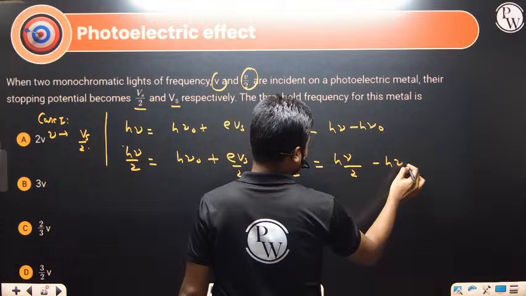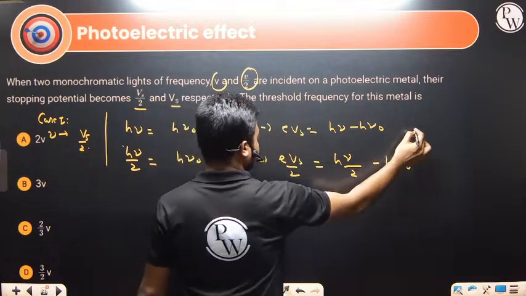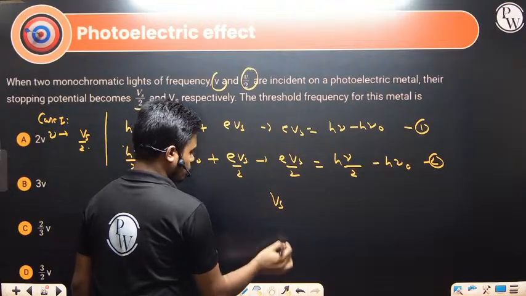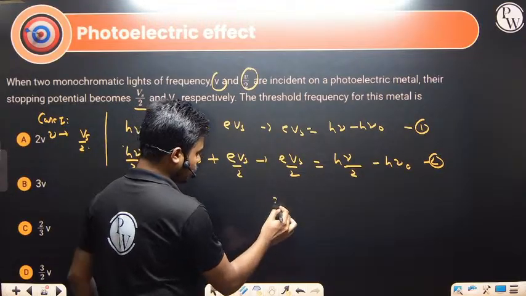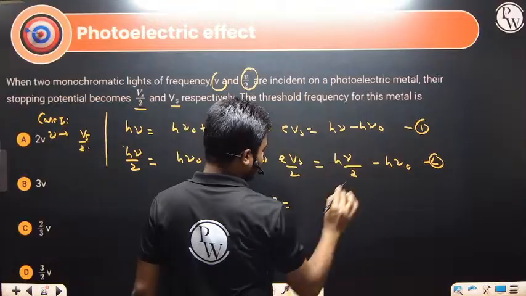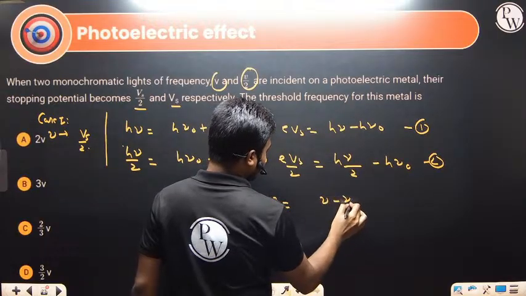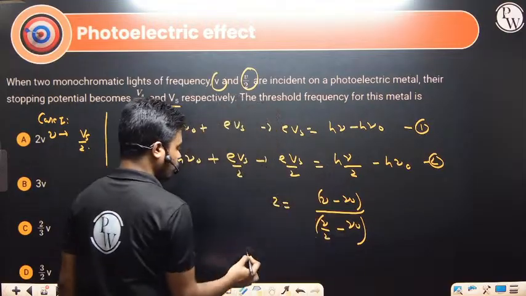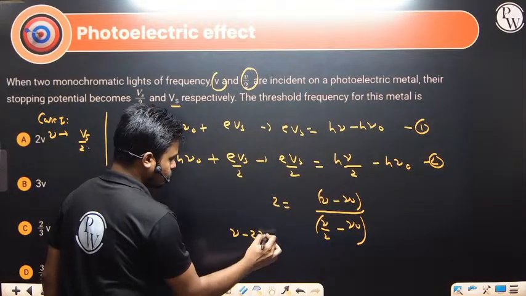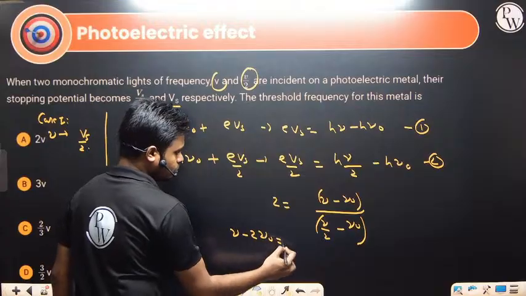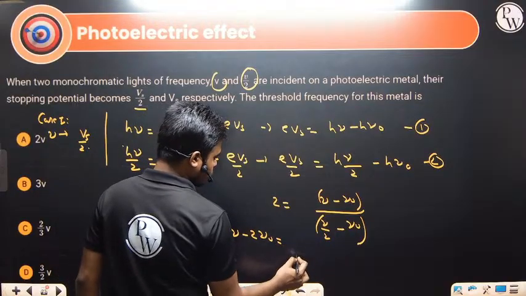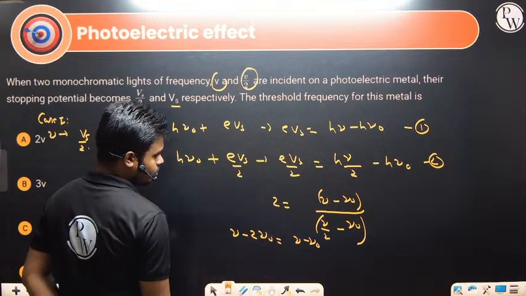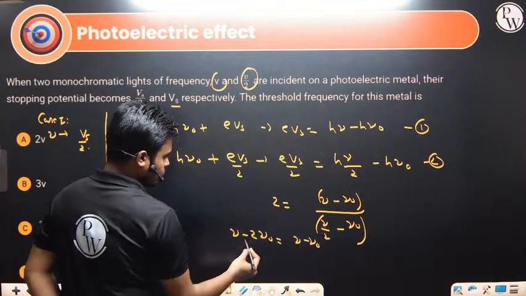So this will be h nu naught. Dividing equation 1 by equation 2, we get 2. So h cancels, and nu minus nu naught is equal to nu by 2 minus nu naught, with the factor 2 moving to the other side. So this is nu minus 2 nu naught equal to nu minus nu naught on this side. How much are we getting? This particular term will come this way, nu minus 2 nu naught.